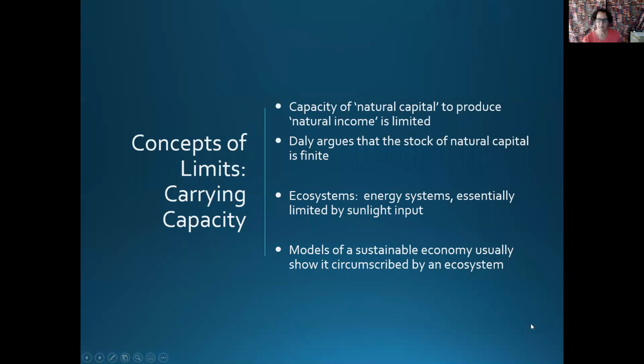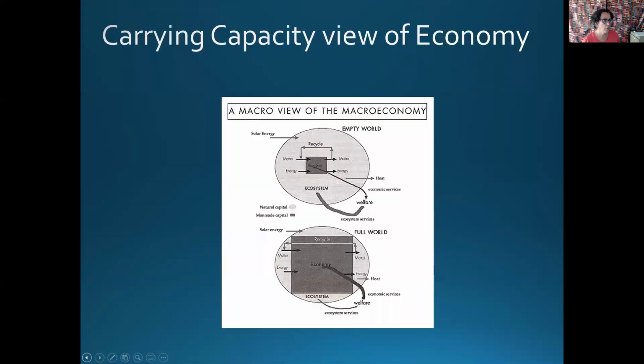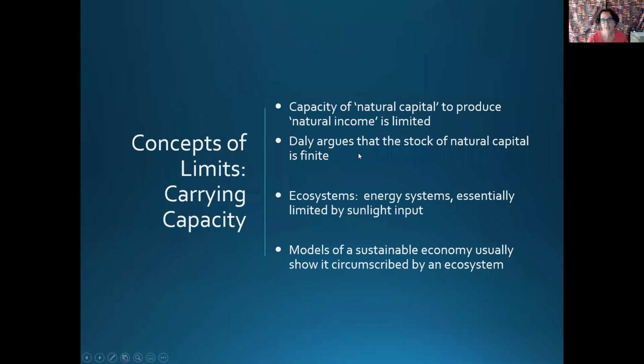So we get to concepts of limits, which is something relatively new in economics. The capacity of natural capital to produce that kind of natural income to the economy is limited. Daly argues that the stock of natural capital is finite. I think we can agree on that, even if you were a flat earther. If it were a flat Earth, you could still see that it's limited, and even if it is a sphere, I'm teasing, the stock of natural capital is finite.